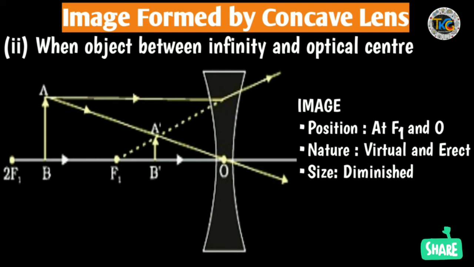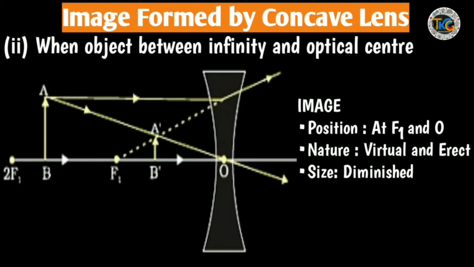So a ray which is parallel to the principal axis will diverge, and another ray passing through the optical center goes undeviated. So these two rays do not meet. These diverging rays, if we draw them backward, meet at a point A dash. So here A dash B dash is the image for the object AB.